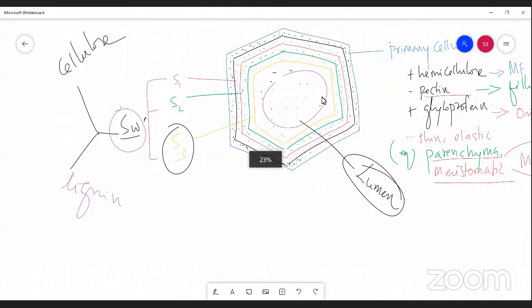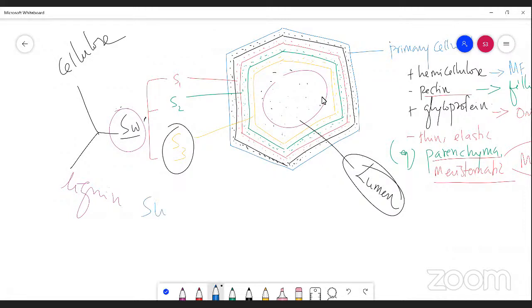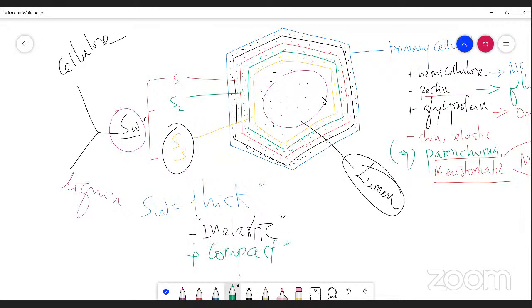The secondary cell wall is very thick in nature as compared with the primary cell wall. It is inelastic in nature, it cannot be expandable, right? So it is inelastic, and the secondary wall is compactly arranged. The arrangement is a compact arrangement.